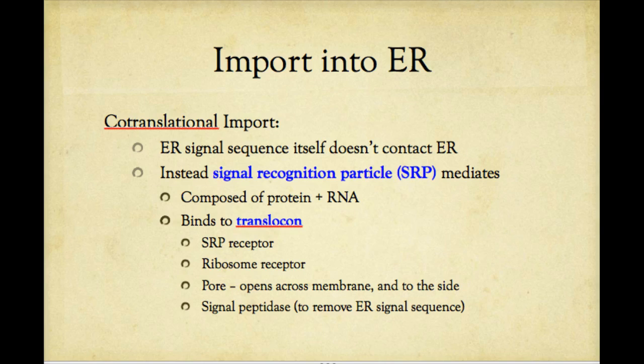This molecule is made up of protein and rRNA. It's going to bind to the ER signal sequence and bring it over to the ER membrane in the area of a structure we call the translocon. What the translocon is composed of is a receptor for the SRP, a receptor for the ribosome itself, an actual pore, an opening through the membrane, and an inactive enzyme called signal peptidase, which again sits inactive most of the time until it's activated, and then it will cut off and remove the ER signal sequence.